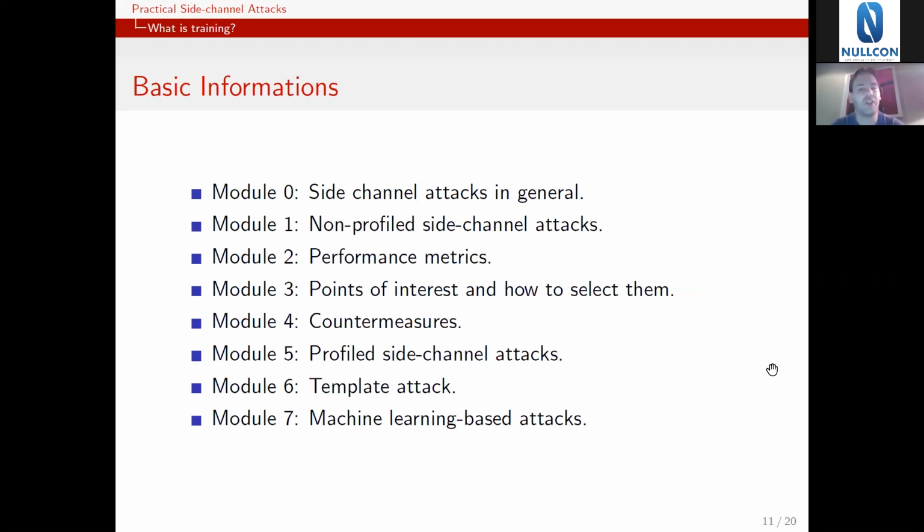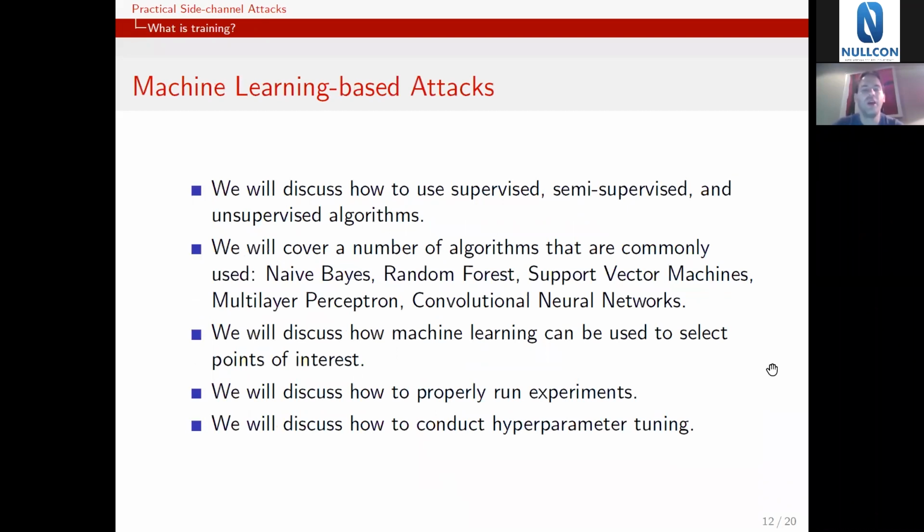So since we said 2 days, basically the setting is module 0 to module 4 we do in the first day, module 5 then module 7 we do in the second day. So a little bit more details about the second day and specifically about machine learning based attacks.